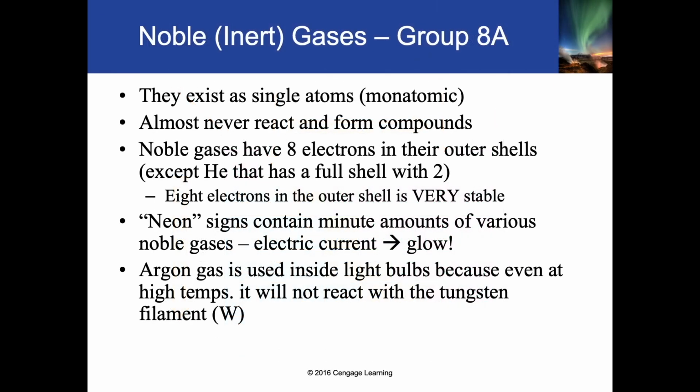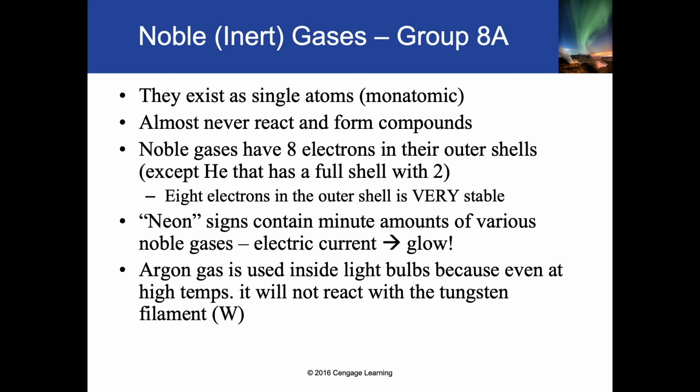So let's talk about the noble gases real quick. The noble gases all exist as single atoms, monatomic, because mono means 1. They're not diatomic, like oxygen or chlorine. So all the noble gases, group 8, are monatomic. They almost never react to form compounds. Why would they? They've already got a full octet.